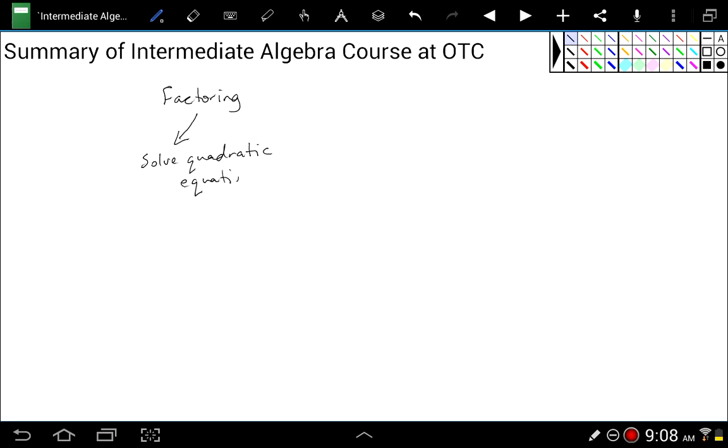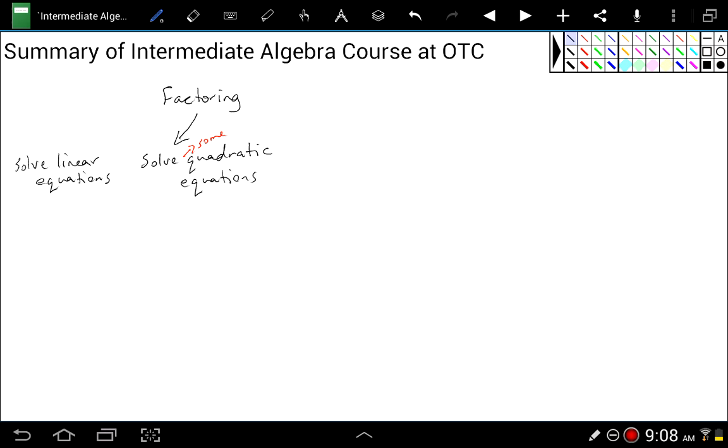Now, before intermediate algebra, you already knew how to solve what are called linear equations. Okay? Then factoring enabled us to solve some quadratic equations. Maybe I should say that. We can't solve all quadratic equations with factoring, but we can solve some.